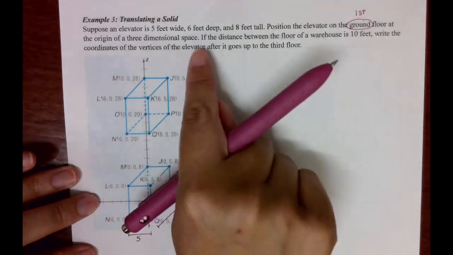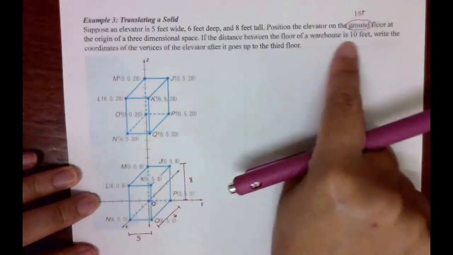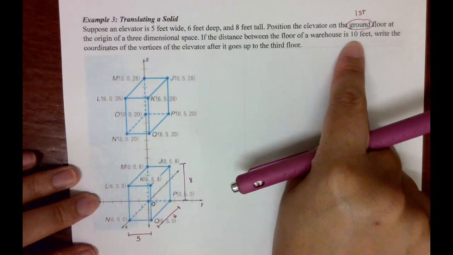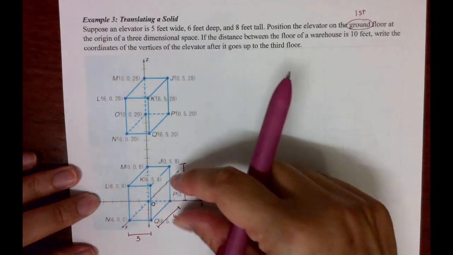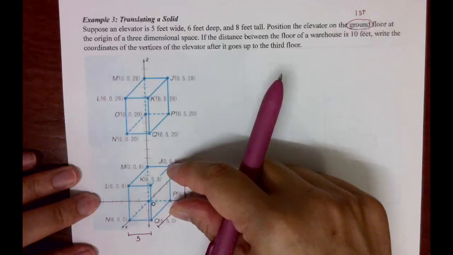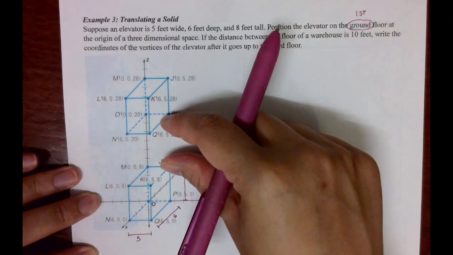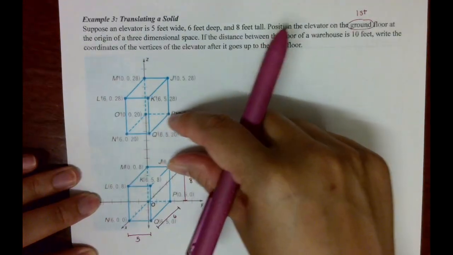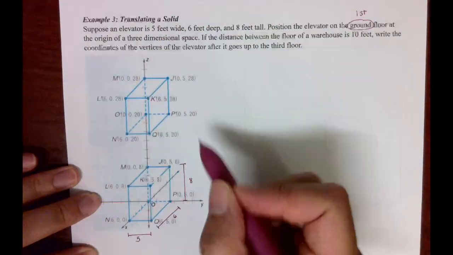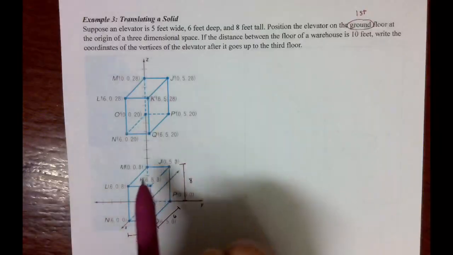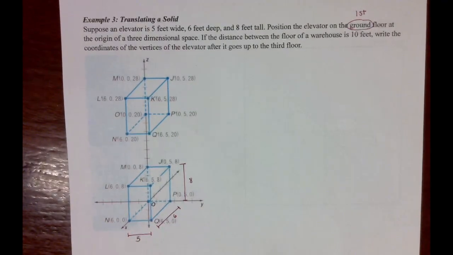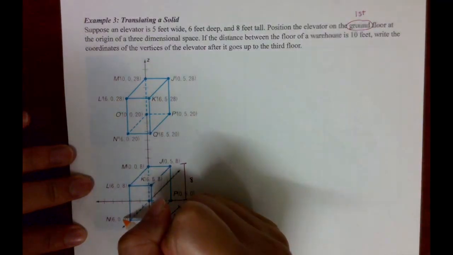Okay. If the distance between the floors of a warehouse is 10 feet, write the coordinates of the vertices of the elevator after it goes up to the 3rd floor, right? So here, this is on the ground floor or the 1st floor. When it goes to the 2nd floor, it moves up 10 to the 2nd floor. And then when it moves up to the 3rd floor, it moves up another 10 for a total of 20, right? And so then write the coordinates of the vertices of the elevator after it goes up to the 3rd floor. You can see here that all of the z's have changed.